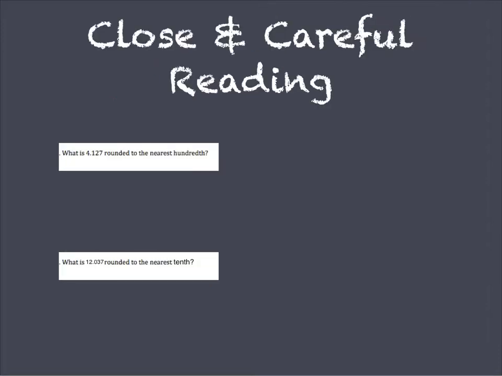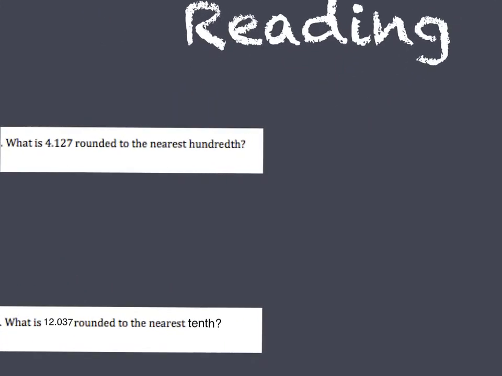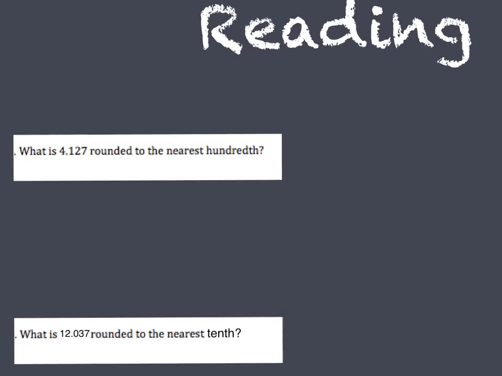Okay, let's do some close and careful reading, because in these questions there is no underlined digit, so you're going to have to really pay attention to what place value it is asking me to round to. The first one says, what is 4 and 127 thousandths rounded to the nearest hundredth? Like I said before, I like to make sure that I have an arrow pointed right above that number. So it's telling me the hundredth place, which is right here.